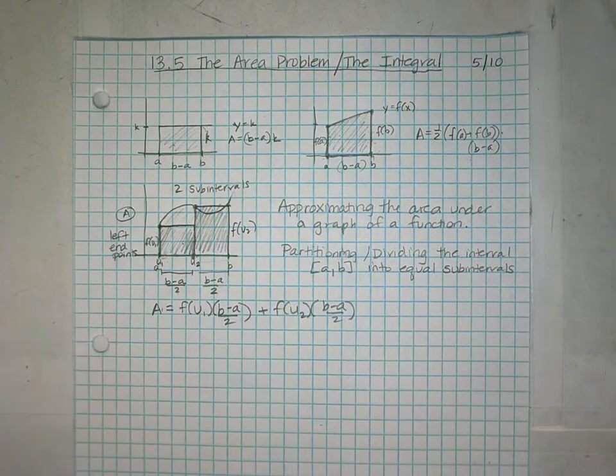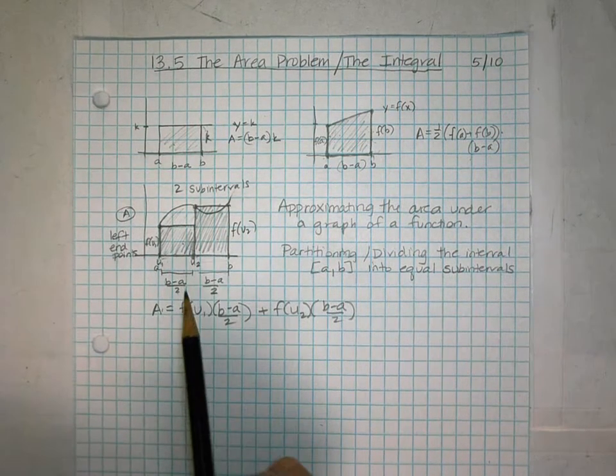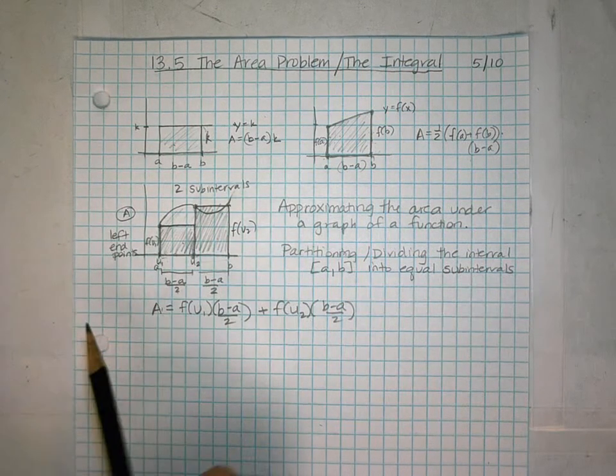Now, do you notice that because I chose left endpoints, do you think that this overestimates or underestimates this graph? If you think underestimates, you're absolutely right. This is going to give us an amount that's not exact, but it's probably under the actual amount.